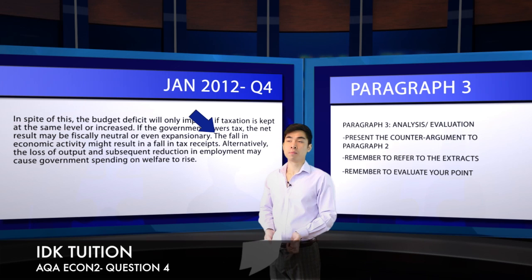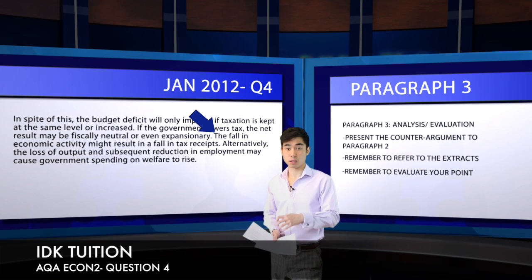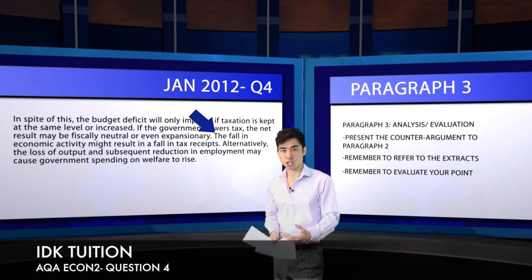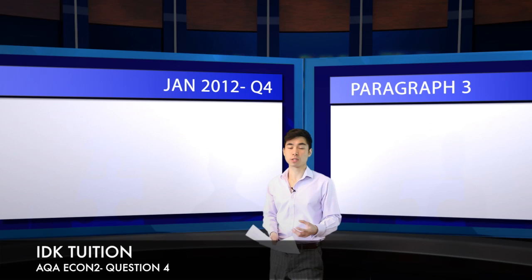The second point you can make is that if you're cutting government spending, then economic activity is going to decline, and the government's tax revenue is also going to decline. So although we're cutting government spending, this by definition means that tax receipts are also going to fall, because real GDP is going to decline.